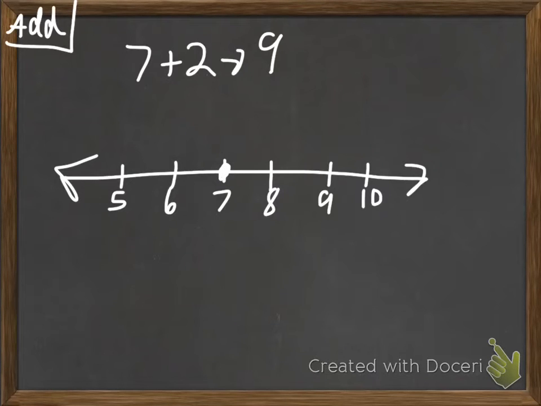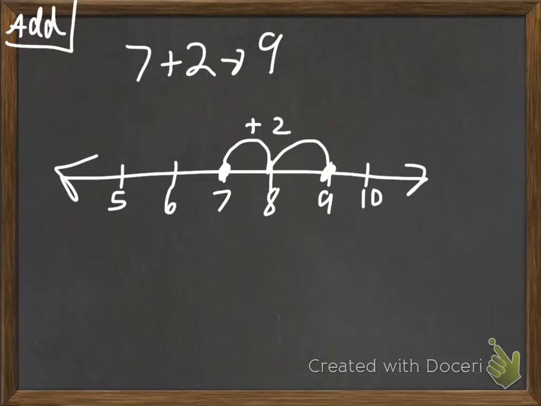So we're here at 7. Then we're going to add 2. So 1, 2. So plus 2. That gives us 9. So that's a way to do it with a number line.